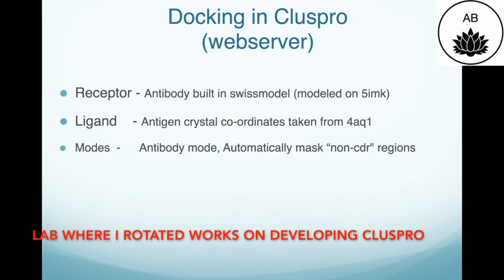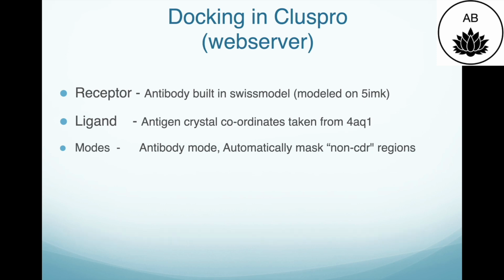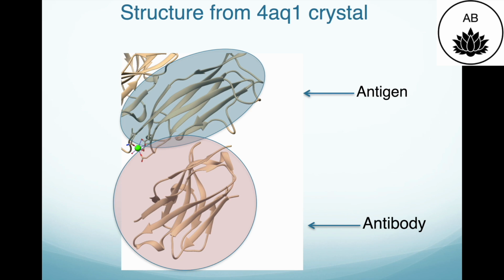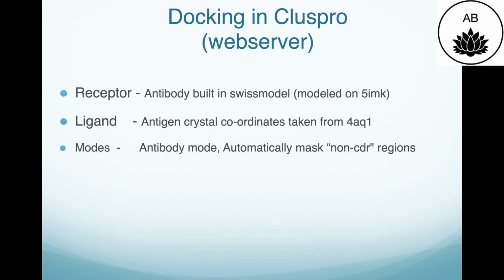Now, going to the ClusPro web server for docking job submission, receptor and ligand had to be specified. For the receptor, the PDB file of the built homology model was uploaded, and for the ligand, the PDB coordinates of part of the antigen was uploaded. I'm talking about this part that you see shaded in blue here. The coordinates of only this part were taken from the crystal structure. And antibody mode was selected for the docking with the option automatically mask non-CDR regions.